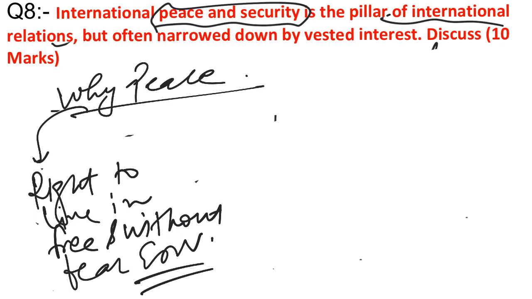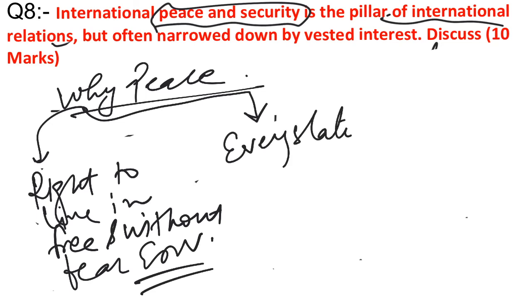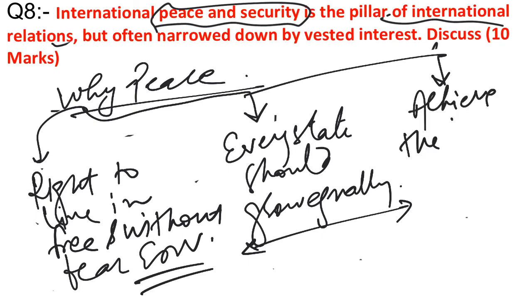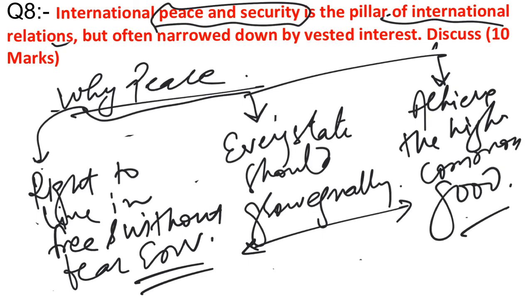But whenever there is nuclear proliferation, whenever there is a danger of terrorism, how can a person live in a fearless environment? So basically, that is why peace is required; you can write it down. Then you can say that peace is also required so that all the states or all the countries grow equally, otherwise the peace will be disturbed. Then you can say peace and security is required to achieve the higher common good.